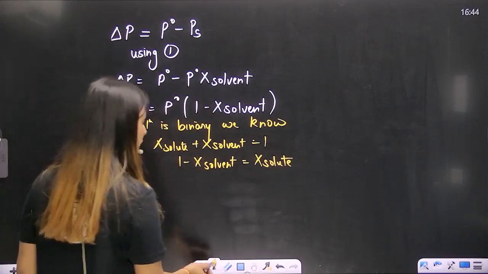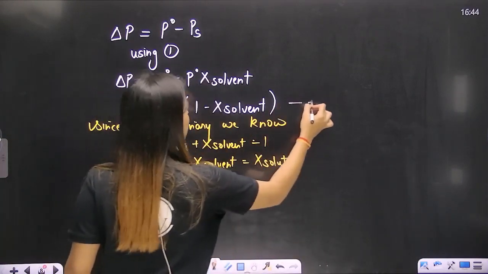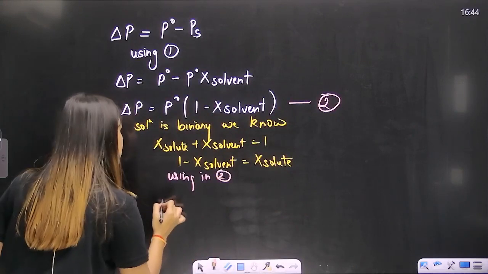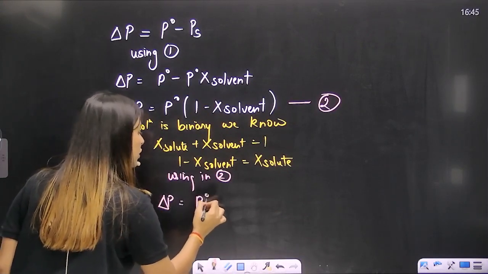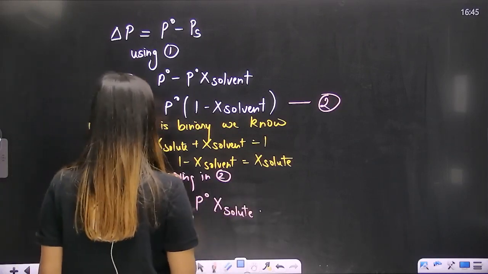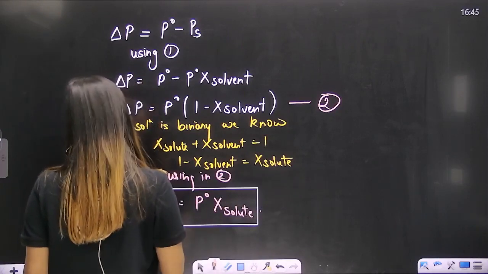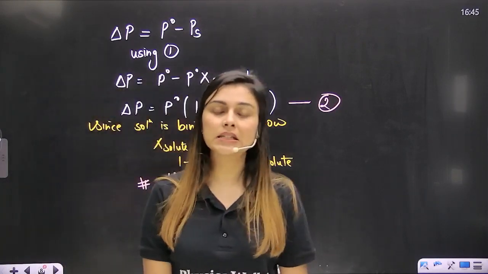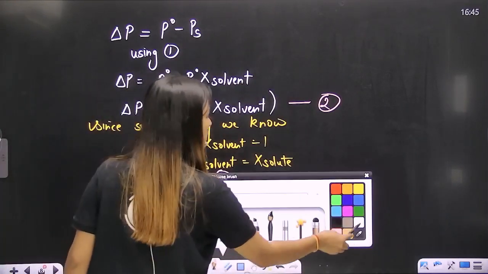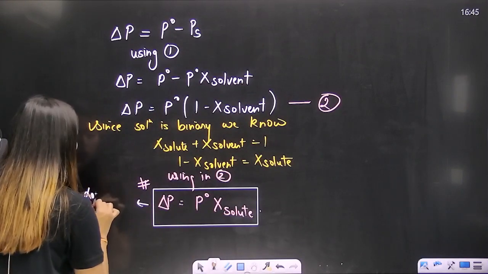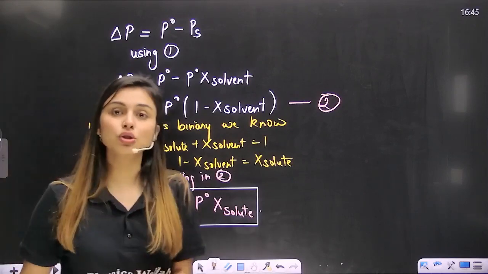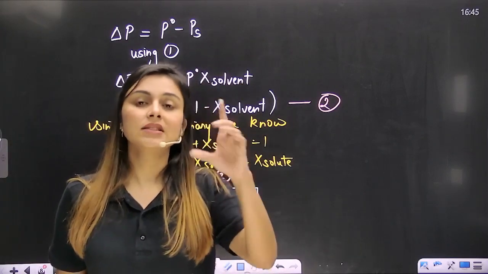So using this in 2, we can say that delta P is equal to P naught into mole fraction of solute. This is the required expression for your lowering of vapor pressure. Now I want to show you how lowering of vapor pressure is a colligative property.